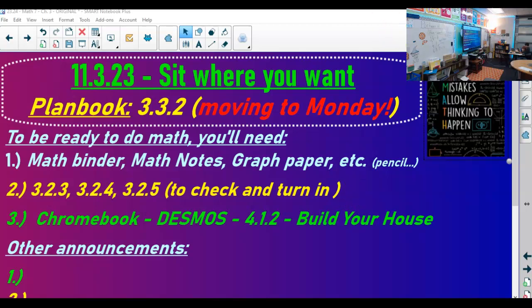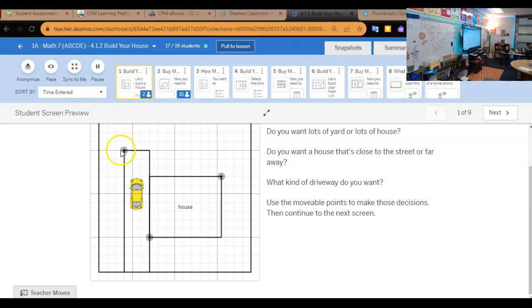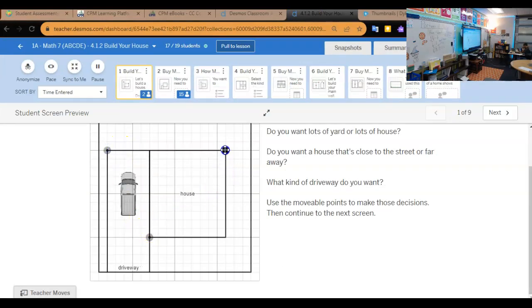So in Desmos, for anybody playing along at home, we are doing Build Your House. And we're making some choices. For my house, I eventually should probably buy a pickup truck because of all the jobs I do and all the extra work. So now guys, here's the other thing to notice about this.